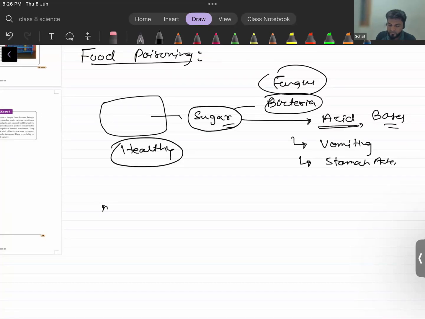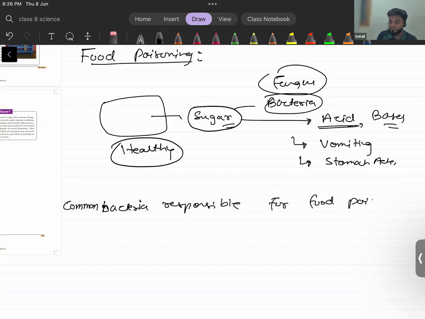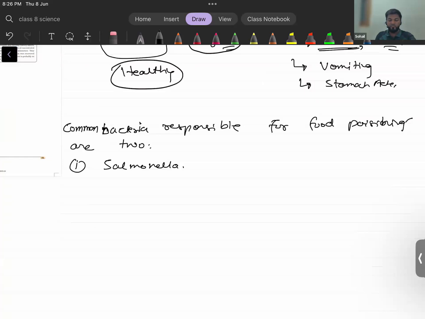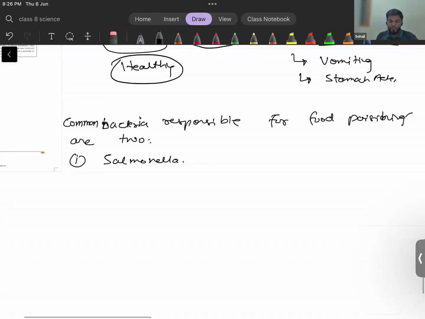So I say that common bacteria responsible for food poisoning are two. One is the salmonella. What is it? Salmonella. Pronounce it. Salmonella. Salmonella. Okay. And there's one more.